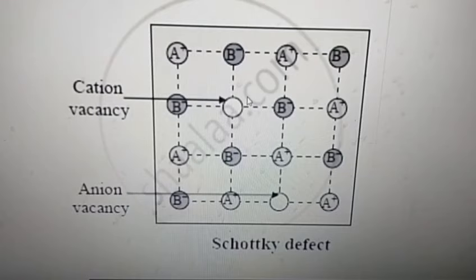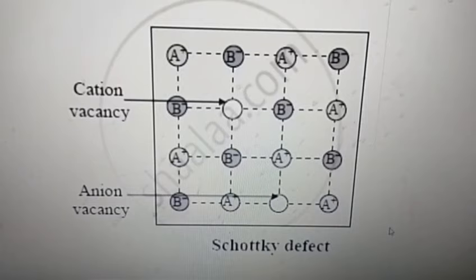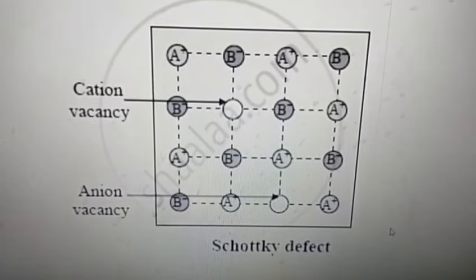So those are classified into two types: vacancy defect and interstitial defects, which are exhibited by non-ionic solids; and Frenkel and Schottky defects, which are exhibited by ionic solids. Next, impurity defects. The second type of defects are called impurity defects. So impurity defects are nothing but the defects which are caused by impurities.